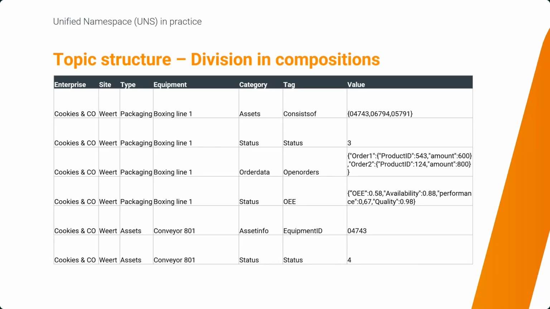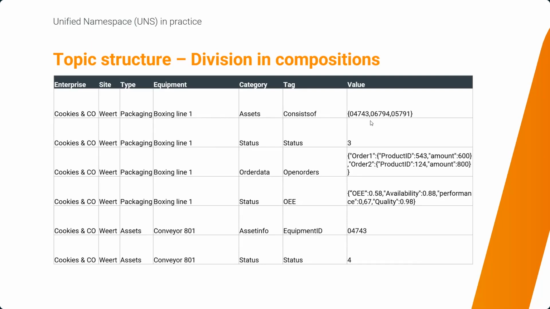Another setup that we can use here is a division in compositions. So let's say I have a cookie factory in Weert, which is a packaging area. And then we have equipment called the boxing line one. This boxing line one consists of different assets. So we have a folder called assets, and a tag "consists of". And there we have some IDs of assets that are in this boxing line.